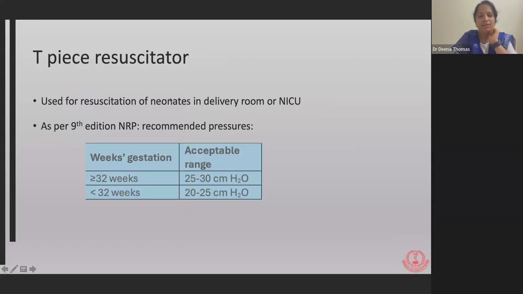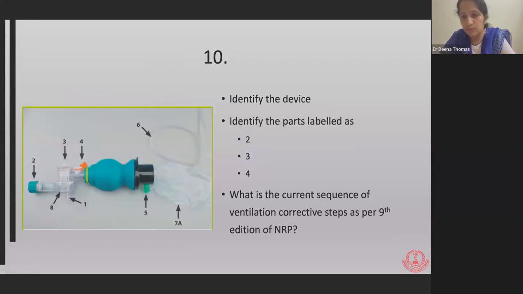So we have covered this part. It is used in the delivery room as well as in the NICU for resuscitation. If the baby goes into apnea, we prefer in preterms to use the T-piece resuscitator. So most of the sick preterms will have a T-piece resuscitator at their bedside rather than using positive pressure ventilation through a bag.